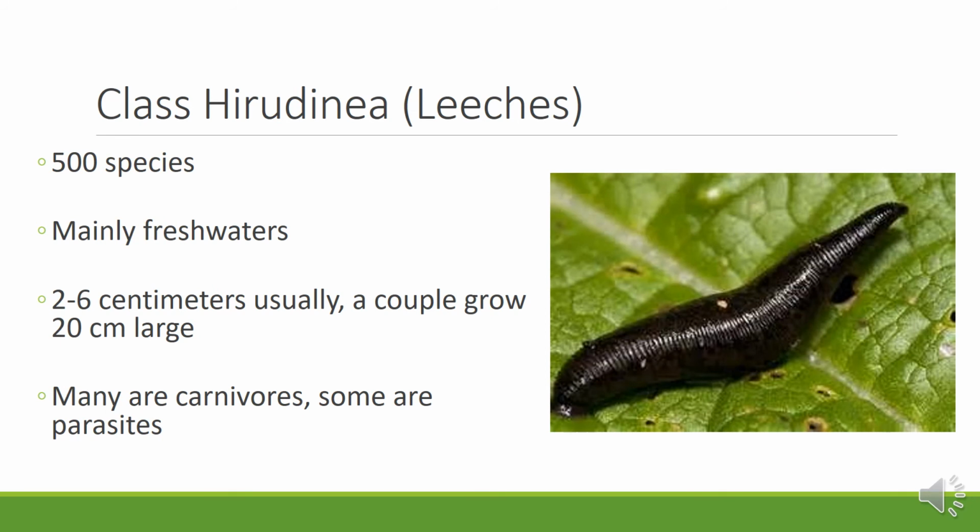Class Hirudinea. These are your leeches. There are 500 species. They're mainly freshwater, 2 to 6 centimeters large. A couple grow to 20 centimeters large. Many are carnivores, eating invertebrates, but some are parasites. The ones that we are most worried about are parasites.